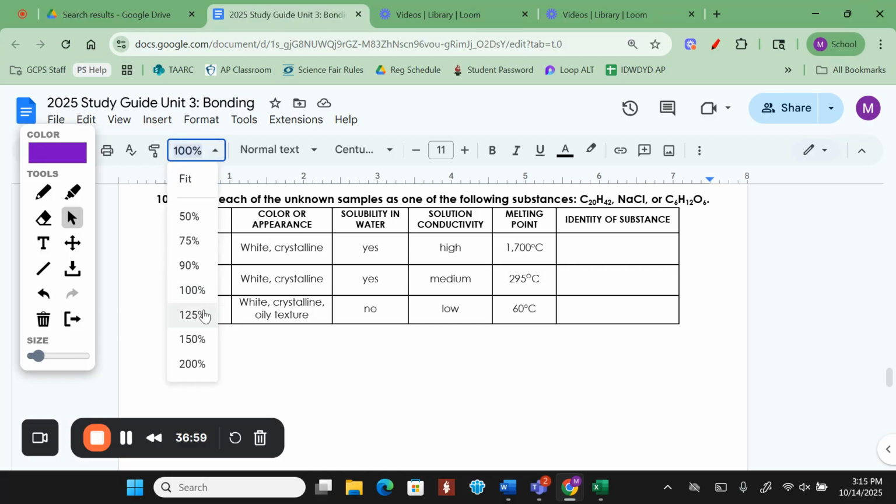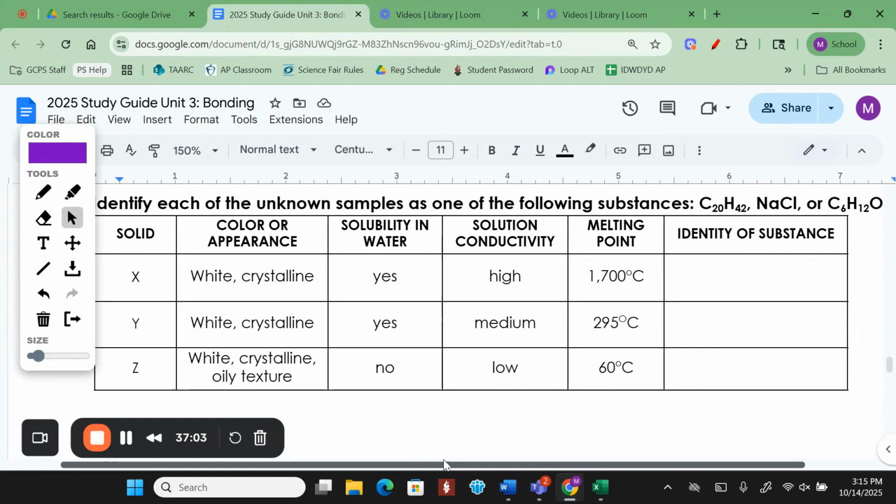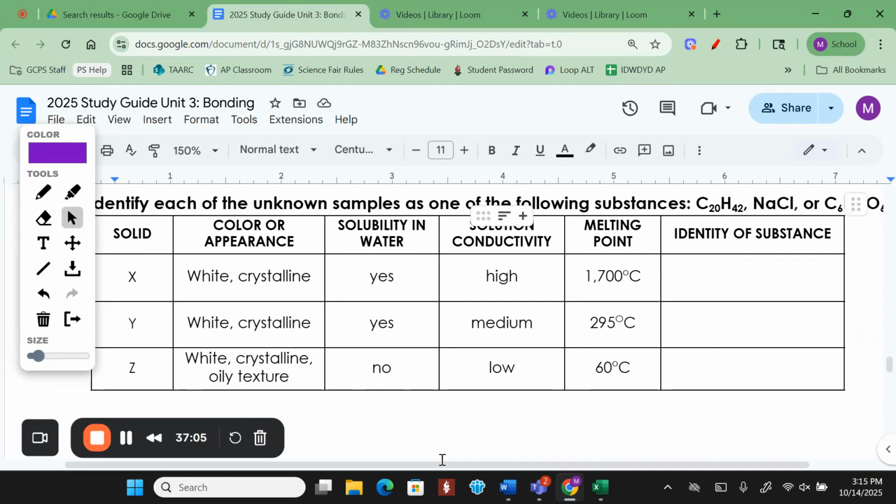I'm going to make this a little bit bigger. So when we see a very conductive solution with a high melting point, that tells me that I'm looking at an ionic bond. High melting point, high conductivity, very soluble in water. Out of these 3 substances, that is going to be NaCl. NaCl has a metal in it, and that would help me align that with a high melting point.